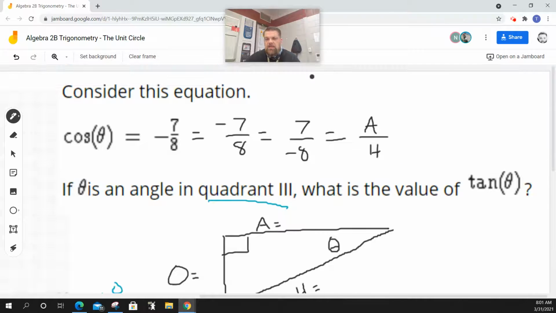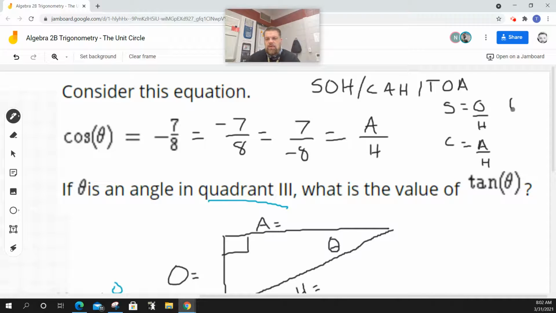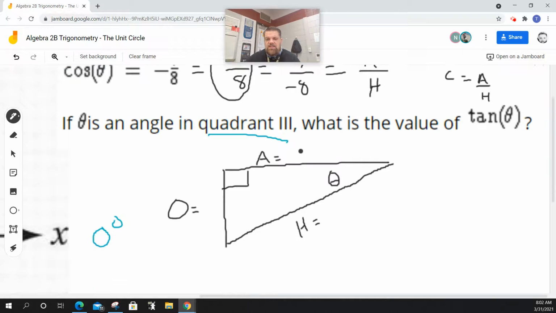Now, if you can't remember what's what, always remember SOHCAHTOA. What that means is sine is equal to the opposite over the hypotenuse. Cosine is equal to the adjacent over the hypotenuse. And tangent is equal to the opposite over the adjacent. So I'm going to say since the adjacent is negative, that it should be this. In other words, my adjacent is -7, and my hypotenuse is 8.